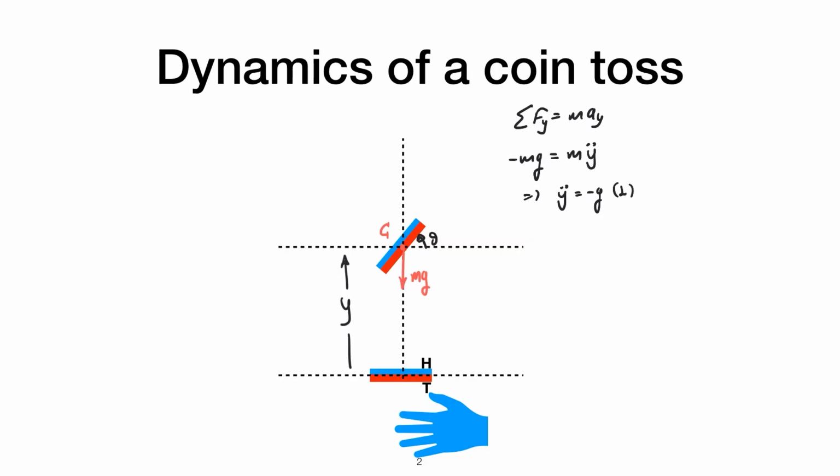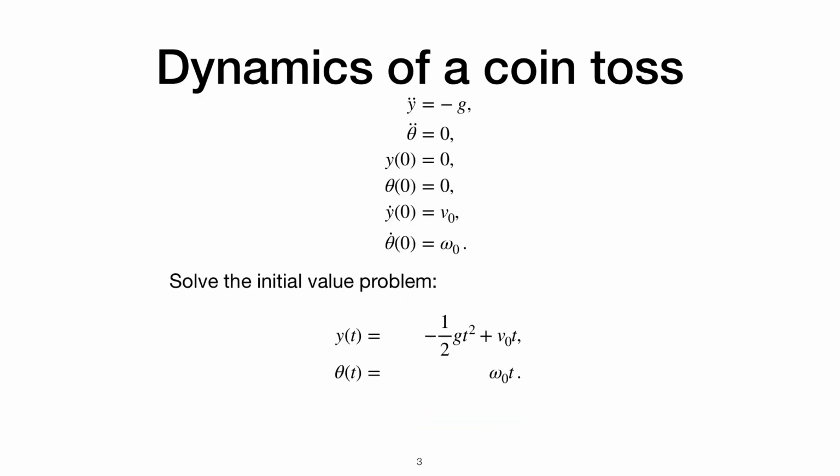And then I also have Euler's equation, which tells me that the sum of the moments about the center of mass is equal to the moment of inertia times the angular acceleration. Here the sum of moments is 0, and that should be equal to I times theta double dot, which is the angular acceleration. And of course this gives me the equation theta double dot equals 0. It's equation number 2.